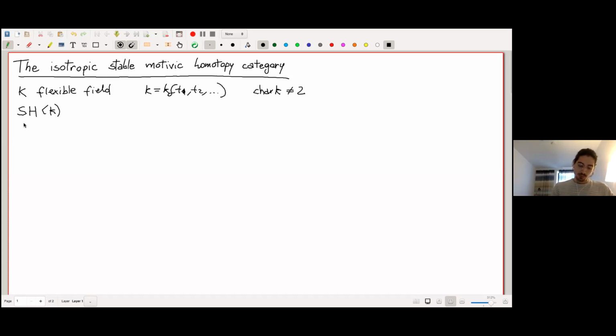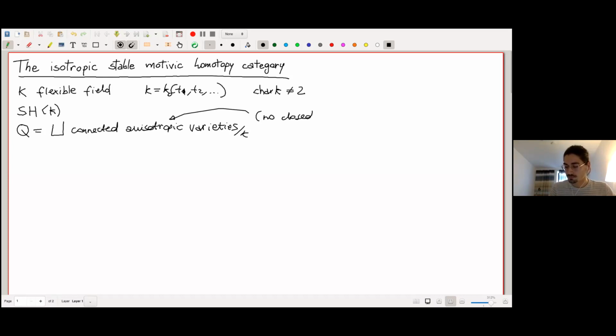Right. So, okay, let's consider first an object Q here, which is the disjoint union of connected anisotropic varieties over K. Here by anisotropic, I mean that they don't have closed points of odd degree. So no closed points of odd degree. In particular, they don't have rational points.